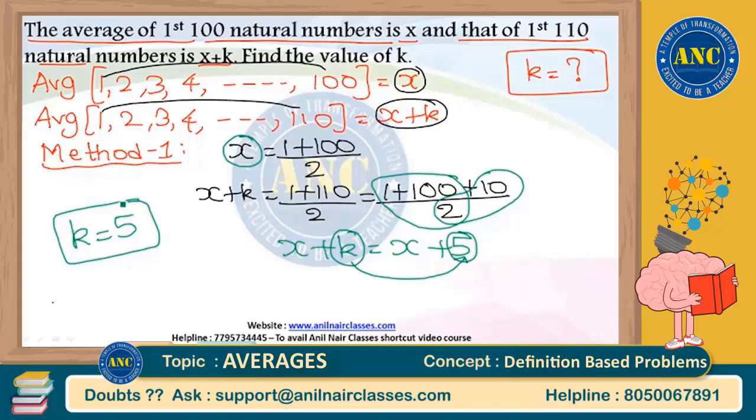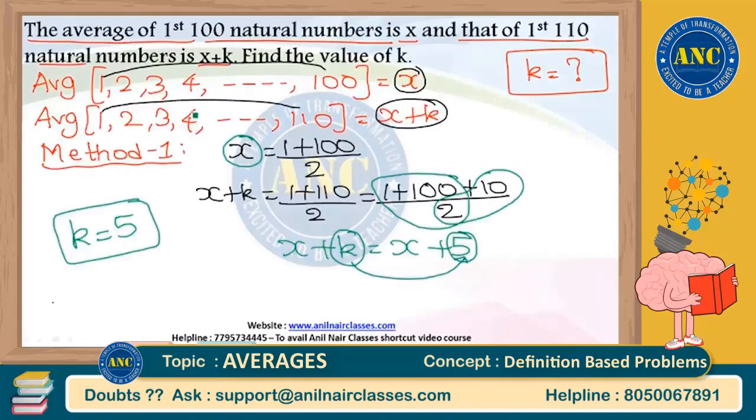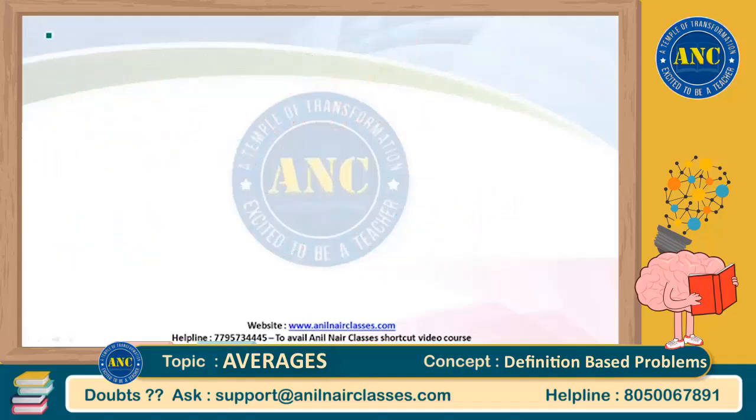Now listen carefully, sir. The answer for this question is 5. This is the method which I implemented based on a definition: the average in arithmetic progression is first term plus last term by 2. Using that definition, I solved this particular problem. Now see here, I will solve the same question by using method 2.